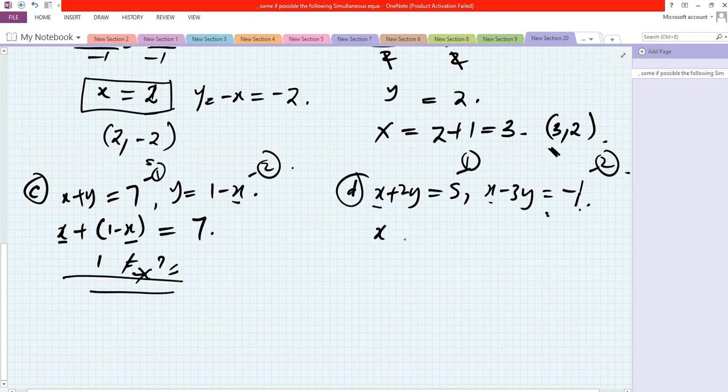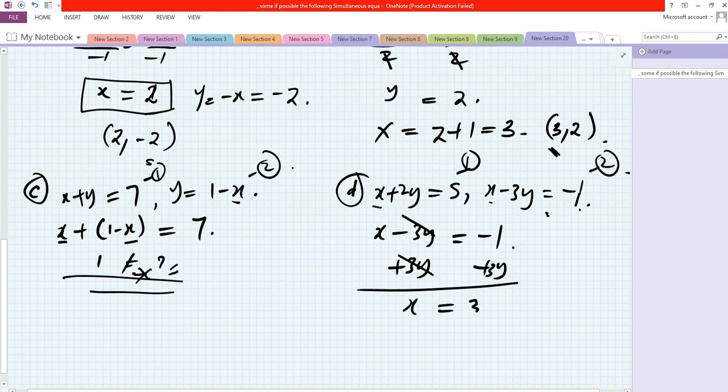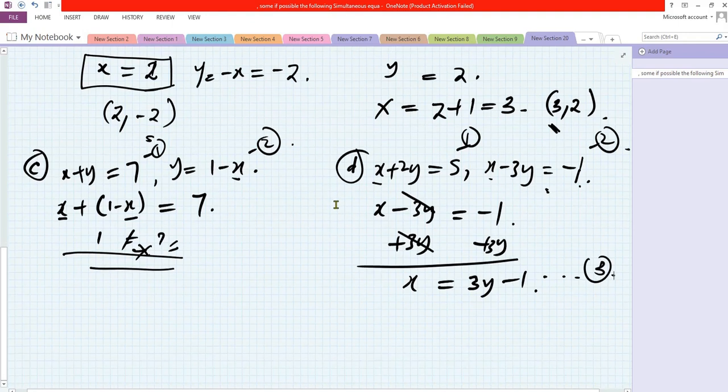So I will now say x minus 3y is equal to minus 1. So you add plus 3y to both sides, so that this one will cancel. You're left with x at the left hand side. So at the right hand side you have 3y minus 1. So that means this is equation 3. That means anywhere you see x, you replace it with 3y minus 1. So in equation 1 we're going to replace x with 3y minus 1.